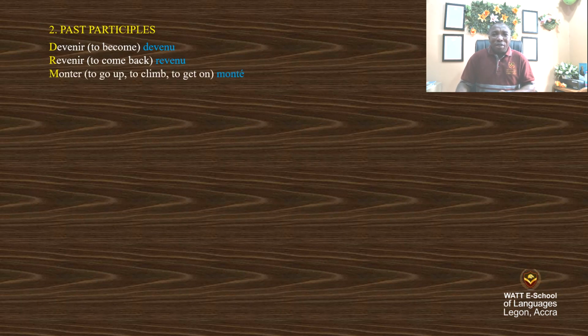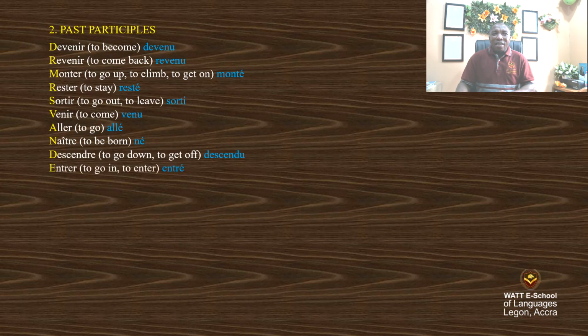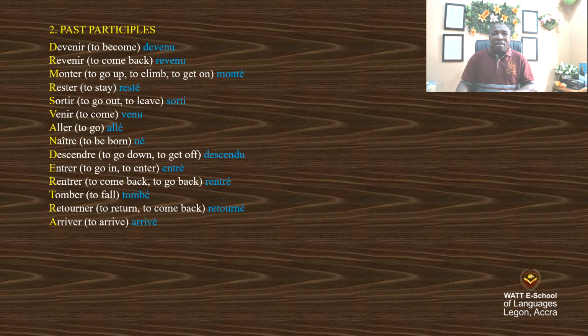Now, you need to know the past participles as well. So, devenir, to become, devenu. Revenir, that is revenu. Monter, to go up, the past participle is monté with accent aigu. Rester, resté. Sortir, sorti. Venir, venu. Aller, allé. Naître, né. Descendre, descendu. Entrer, entré. Rentrer, rentré. Tomber, tombé. Retourner, retourné. Arriver, arrivé. Mourir, mort. Partir, parti.